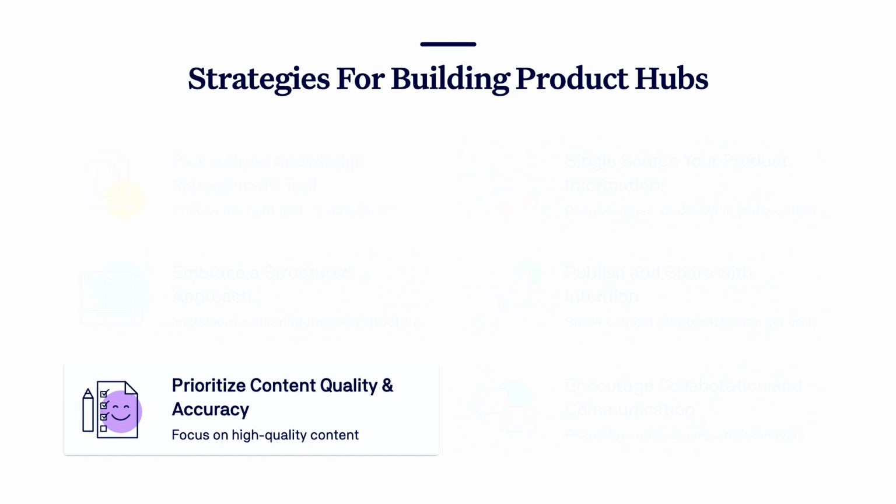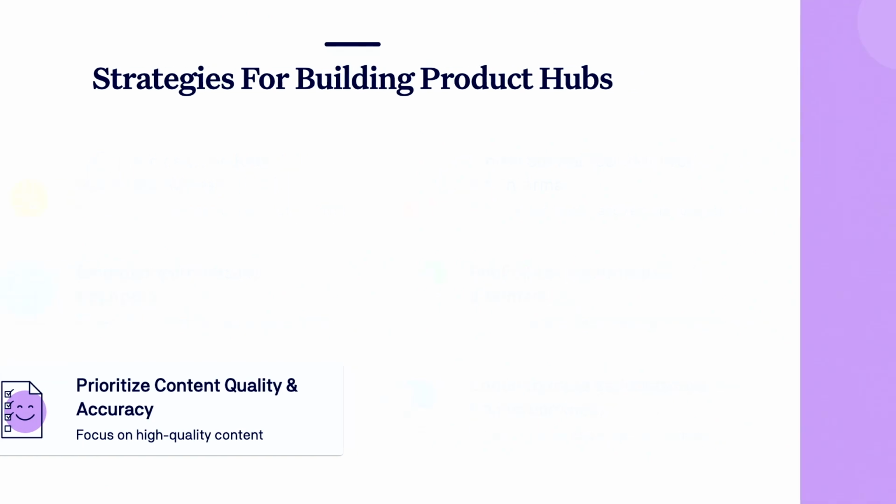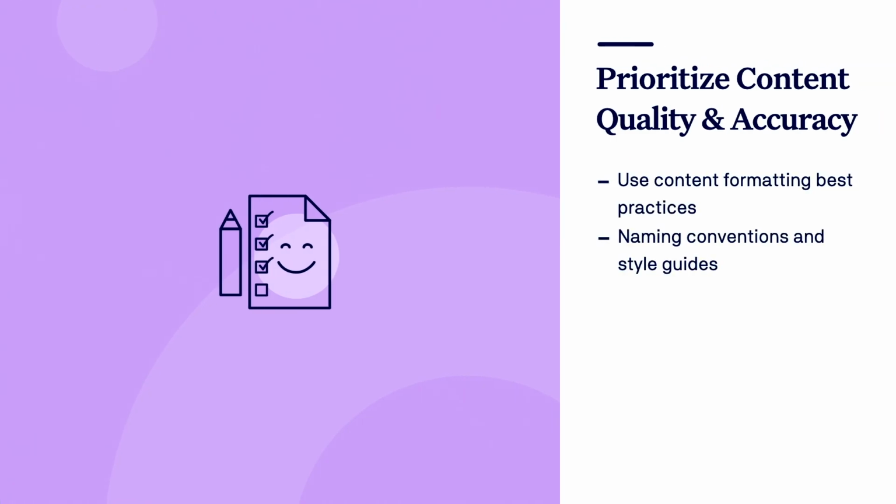Now, the next strategy for building product hubs is prioritizing quality and accuracy. Just as a strong relationship is built on trust and understanding, a successful product hub relies on the integrity and clarity of its content. Prioritizing content quality and accuracy is often easier said than done, but it is essential and crucial for building good product hubs. That is why you should intentionally dedicate time and resources for this process, just as you would invest time in maintaining a strong and healthy relationship.